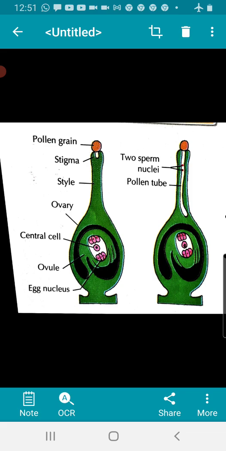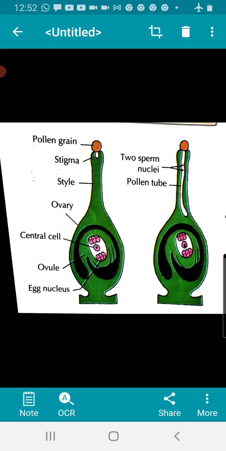The male gamete is carried inside the pollen tube. Once the pollen tube reaches the ovule, the male gamete is released and it fuses with the female gamete present there. The process of fusion of male and female gametes is called fertilization. So what is meant by fertilization? The process of fusion of male and female gamete is called the fertilization.